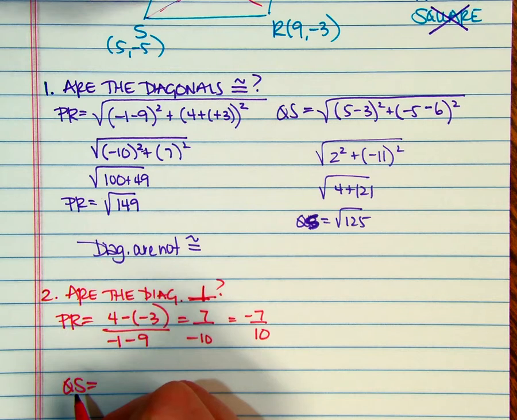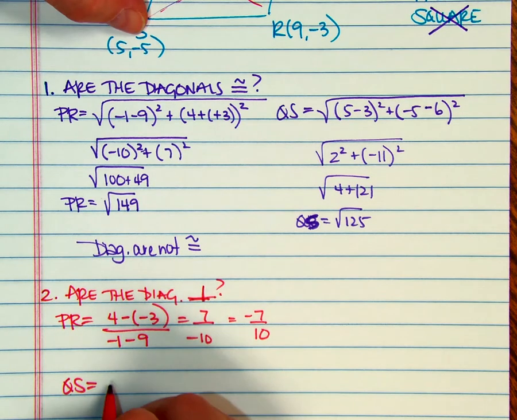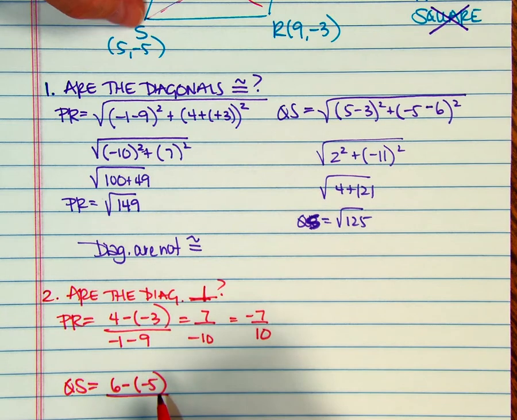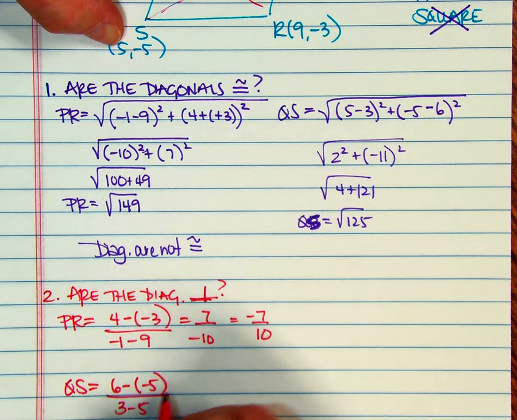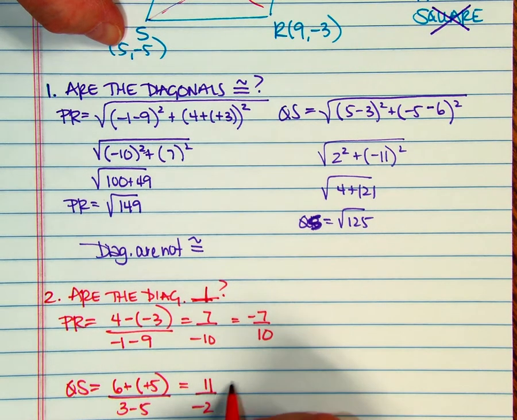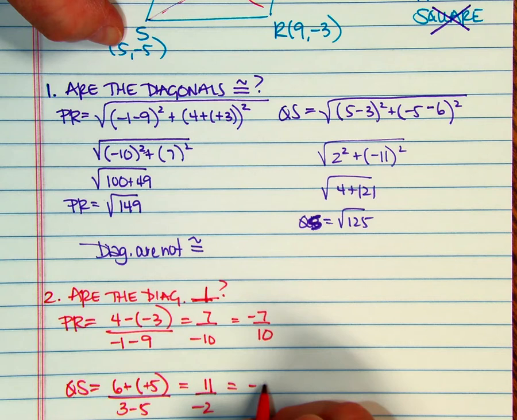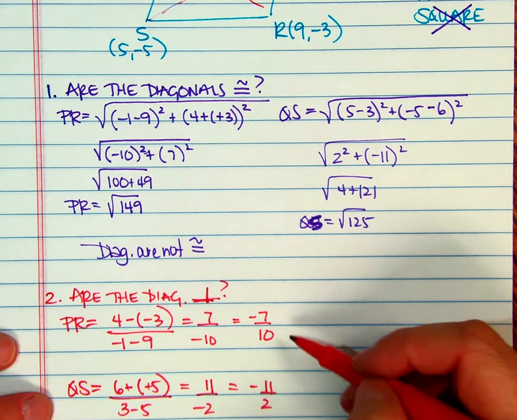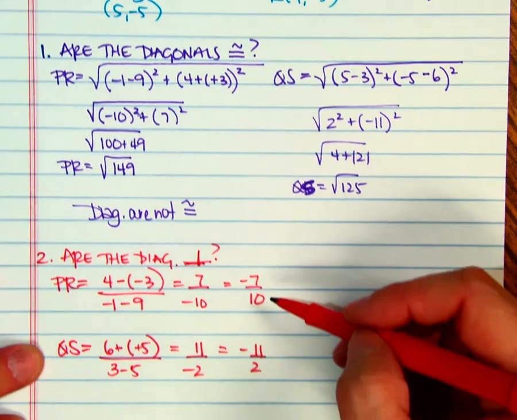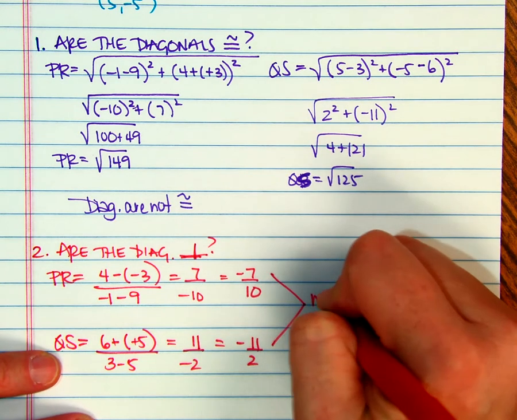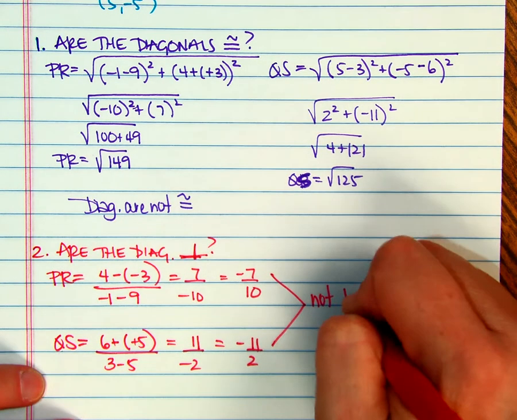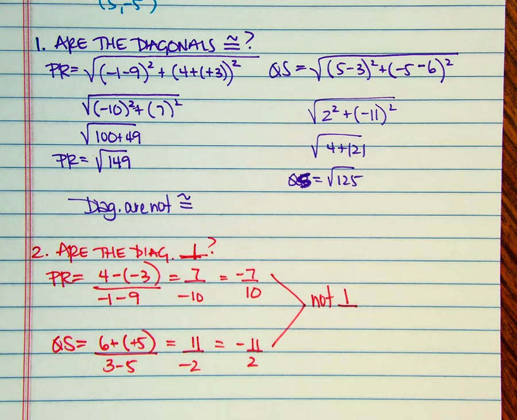QS: we have 6 minus negative 5, so change in y over, 3 minus 5. That gives me 11 over negative 2, which is negative 11 halves. Because these are not opposite reciprocals, they are definitely not perpendicular.